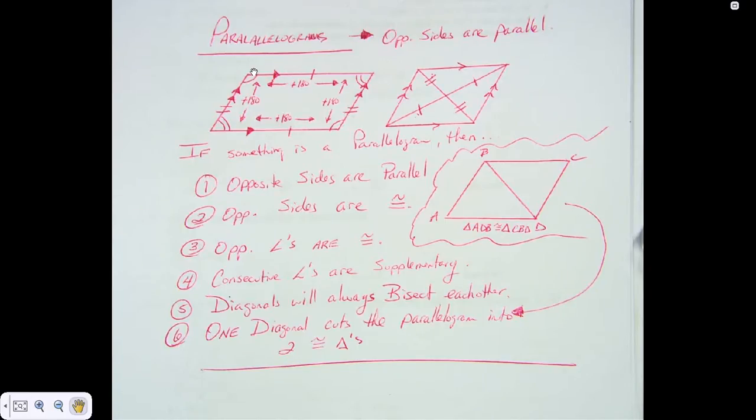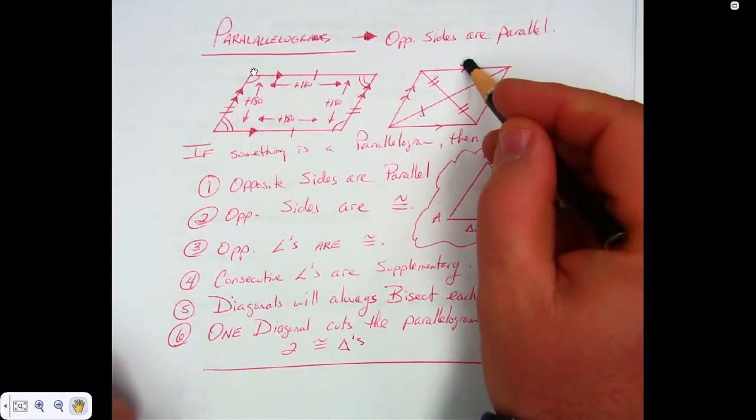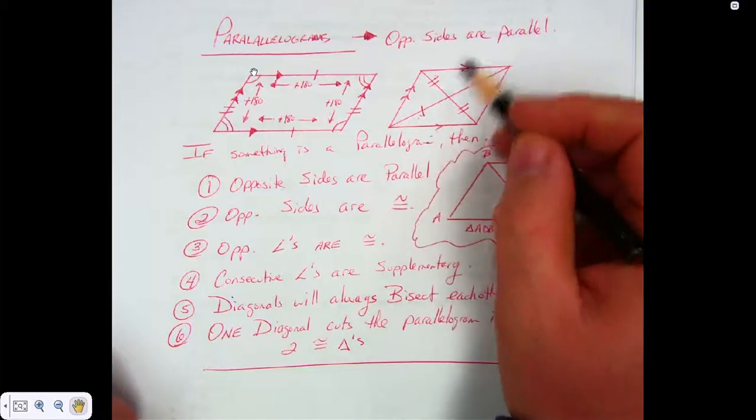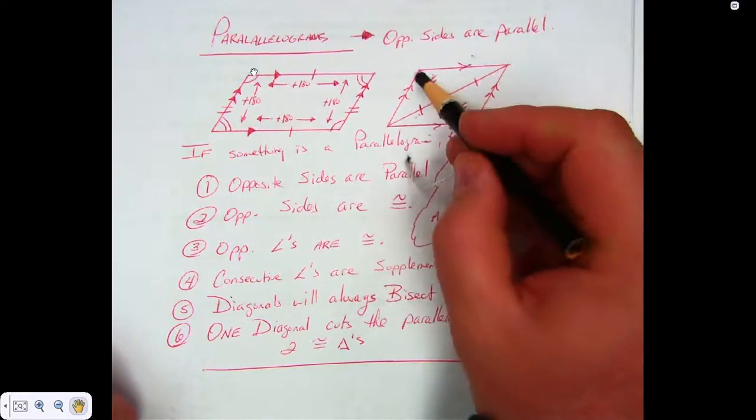So if you were a bookmaker, isn't there a lot of different little problems I can make from that information? Think about it. They say this is a parallelogram, and they give you the measure of this side. And then they ask for the measure of that one. Well, you'd know that they were equal because it's a what? Parallelogram.